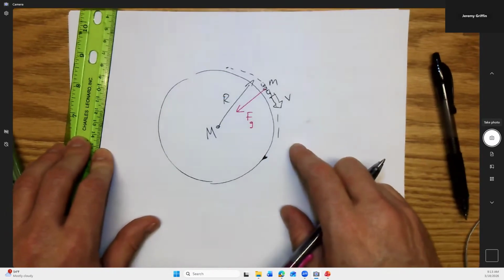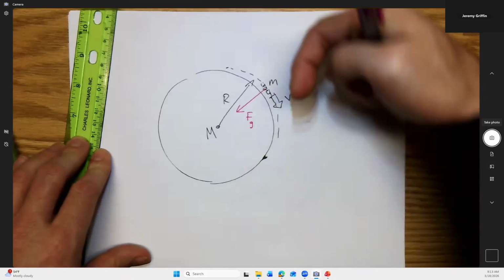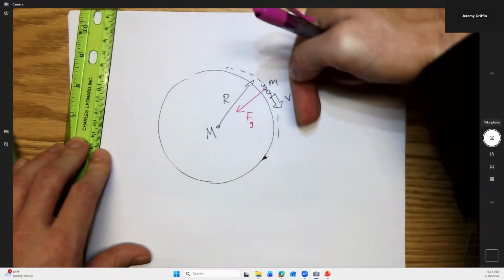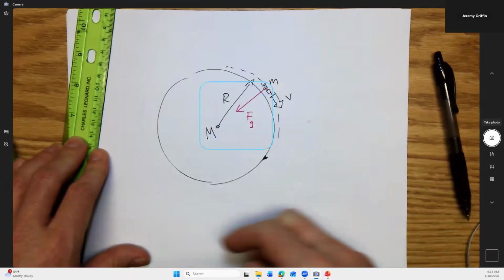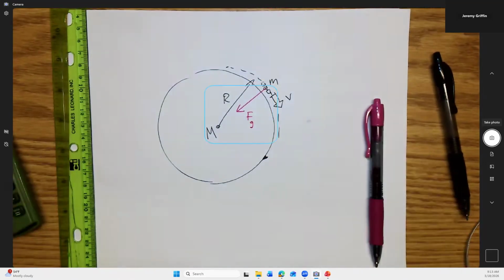Is that satellite in static equilibrium? Not at all, because there's a net force on it. It's always falling. It's just falling around the curvature of the Earth. It's perpetually falling. So that'll start you out. Now from that, you can get this v.